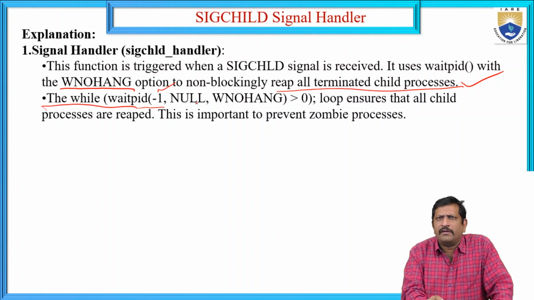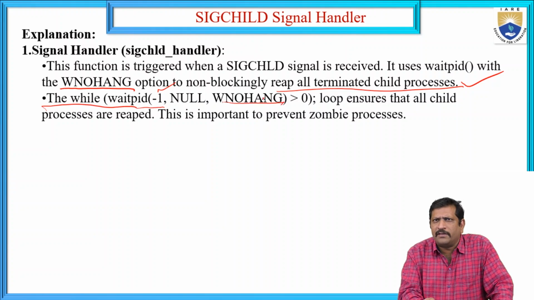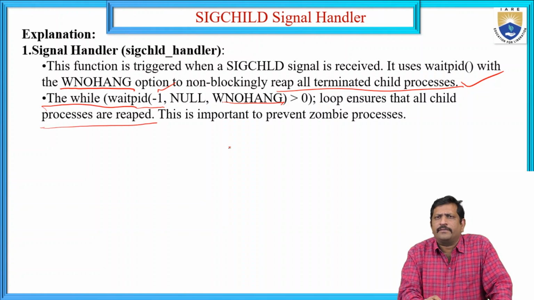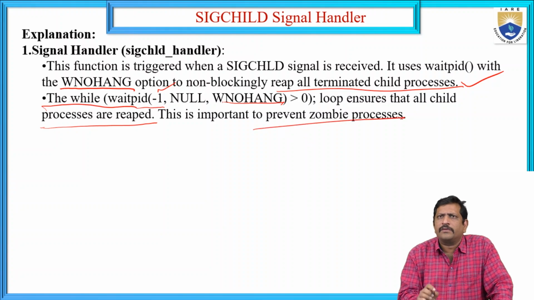If it is null, that means no signal. WNOHANG is a flag. If it is greater than 0, now in this loop, which ensures that all child processes are reaped. So this is important to prevent zombie processes.